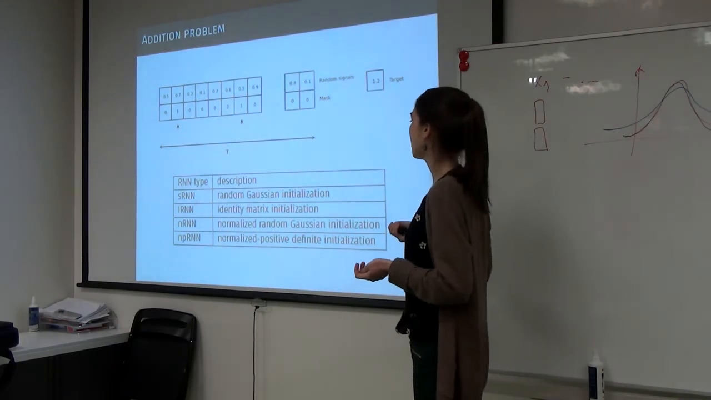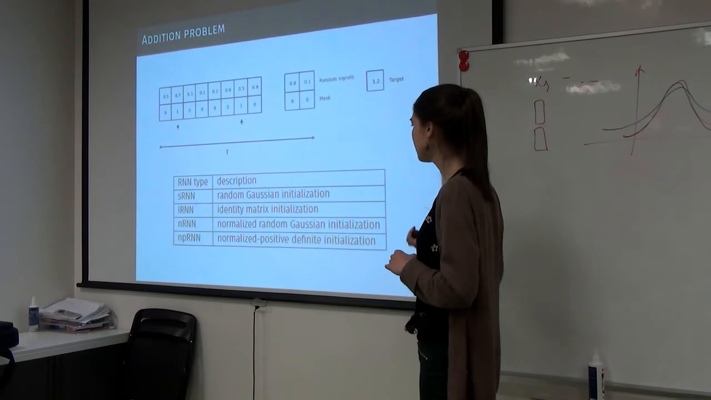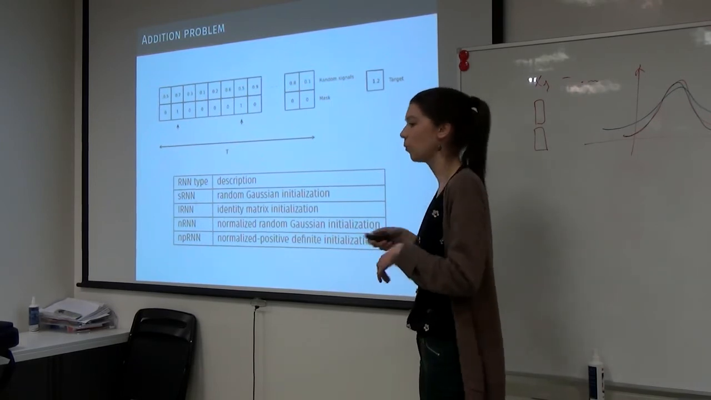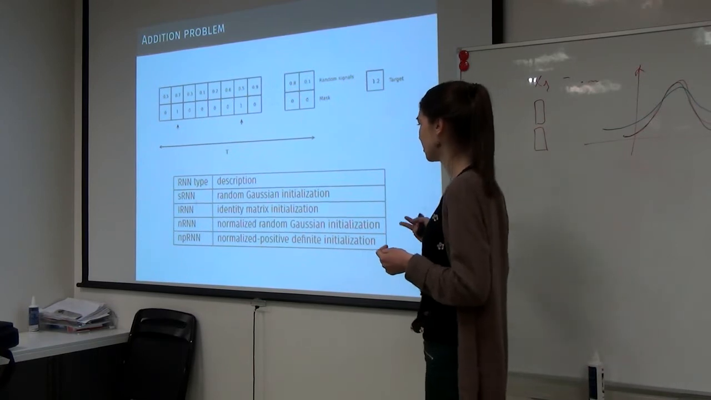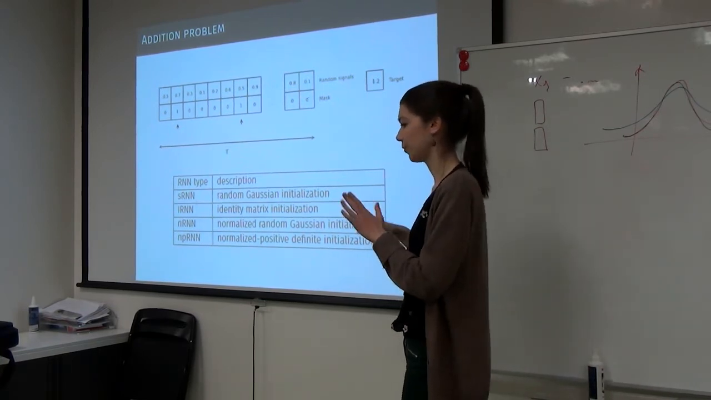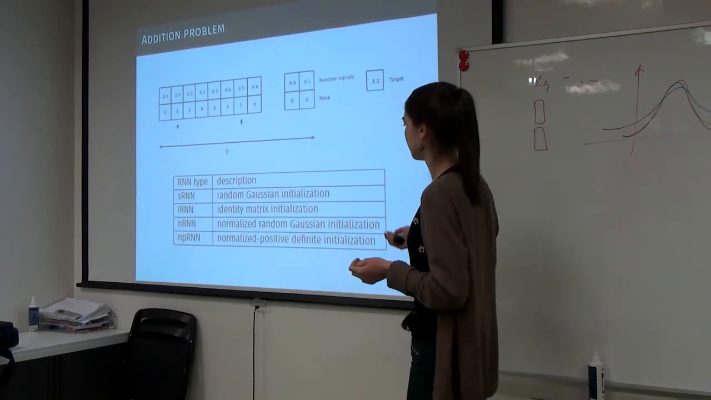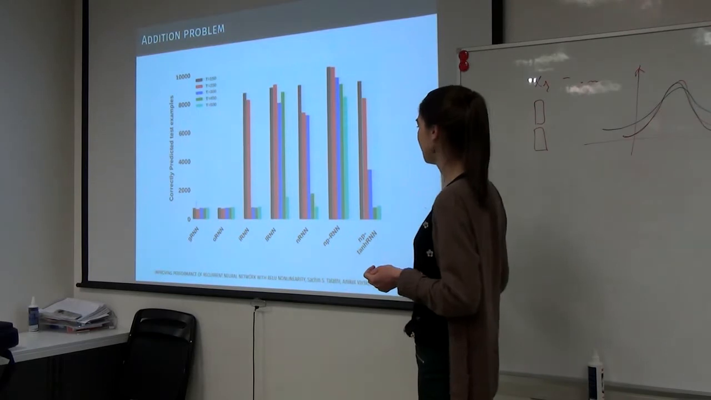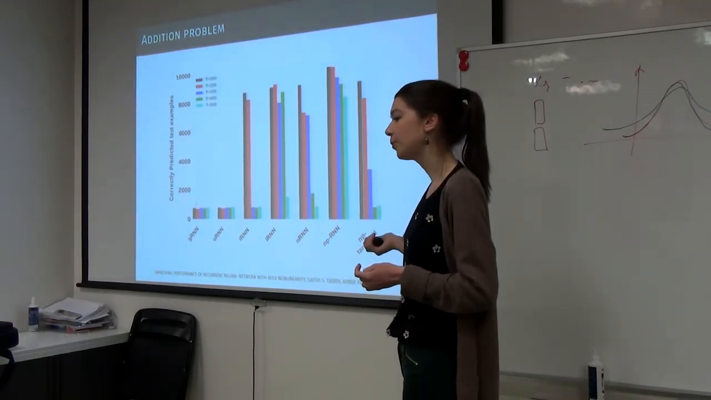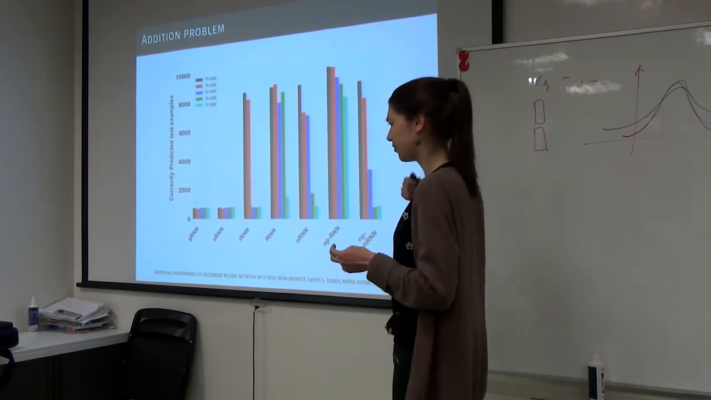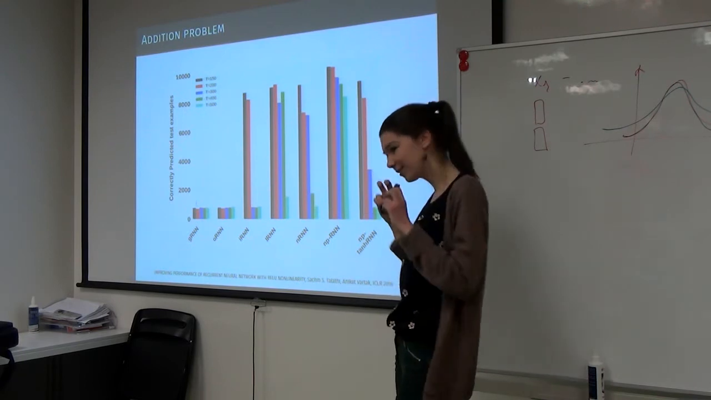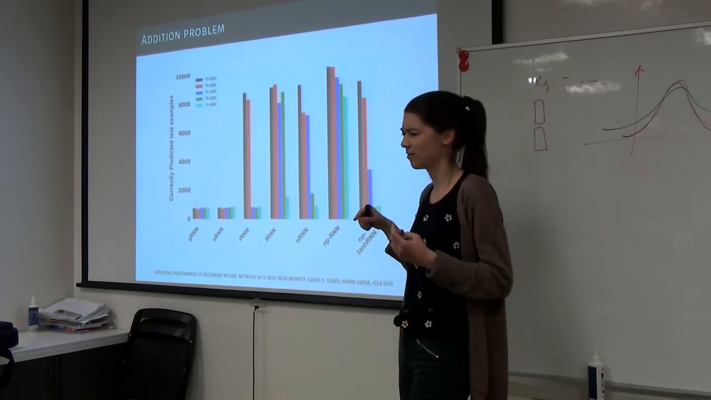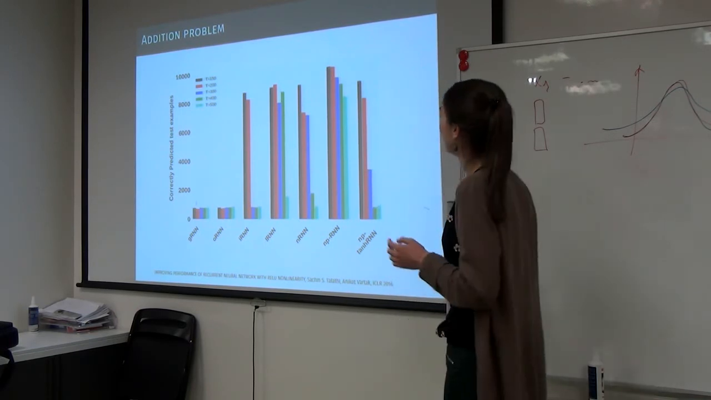We will compare a few different initializations on this task. I will refer to SRNN as a random Gaussian initialization, IRNN as identity matrix initialization, and RNN normalized initialization, where we can have negative eigenvalues, but all of them are less than 1 in absolute value, and normalized positive definite initialization, which is the proposal of the authors. They have this histogram in the paper where they have plotted the number of correctly predicted sequences, where a correctly predicted sequence is one where the error is less than 0.04 or so.